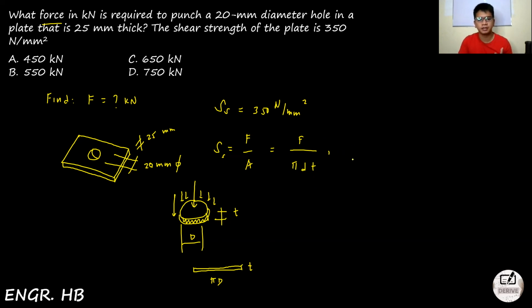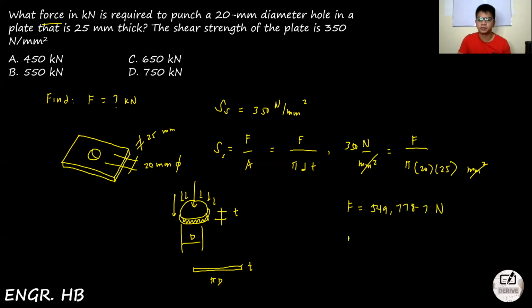So SS is equal to 350 Newton per square millimeter is equal to F, which is the unknown, divided by pi times diameter of 20 times thickness of 25, and our F should be in Newton kasi mm and mm, so mm squared is cancelled, so matitira Newton. So that was direct sub. 350 times pi times 20 times 25. So that was 549,778.7 Newton.